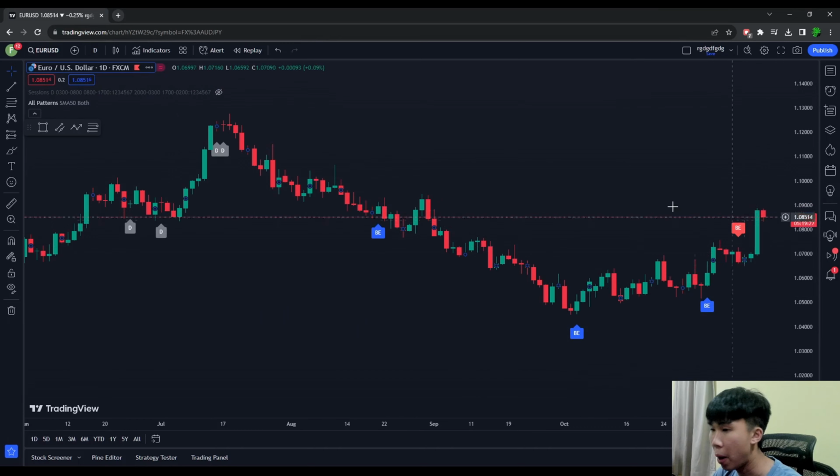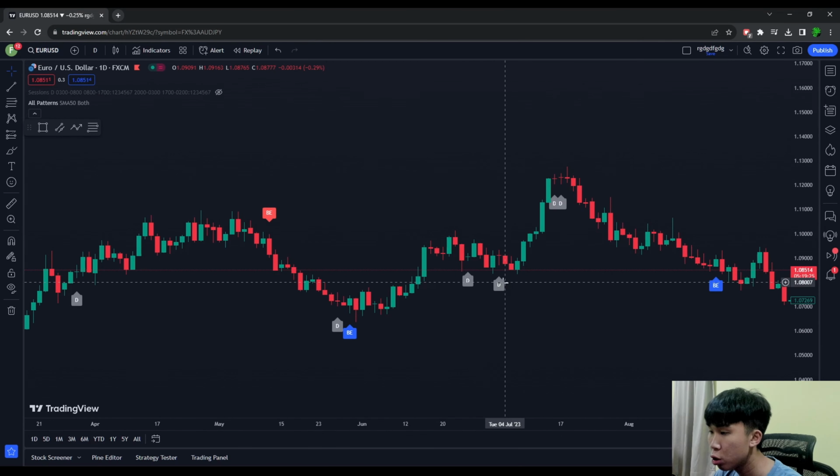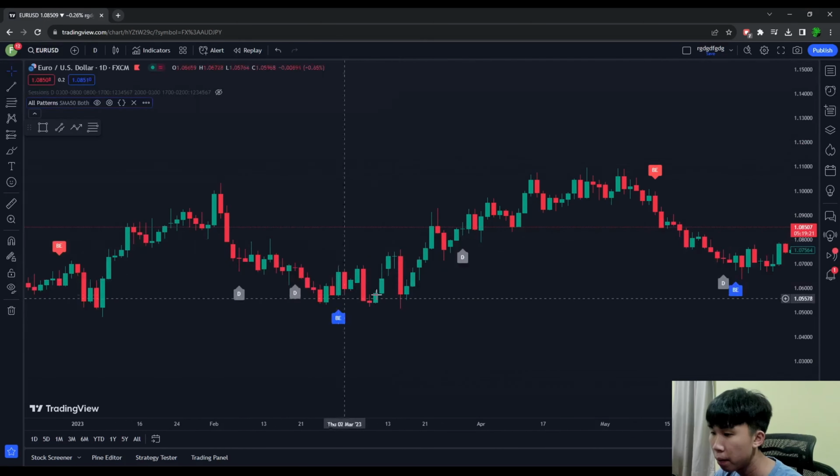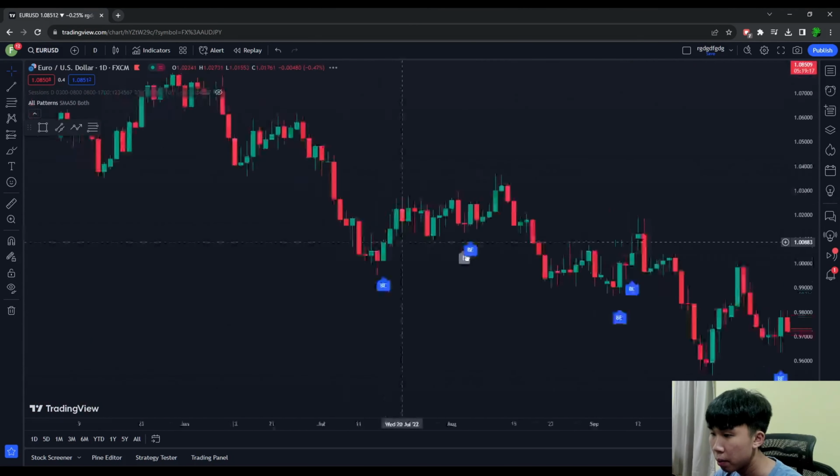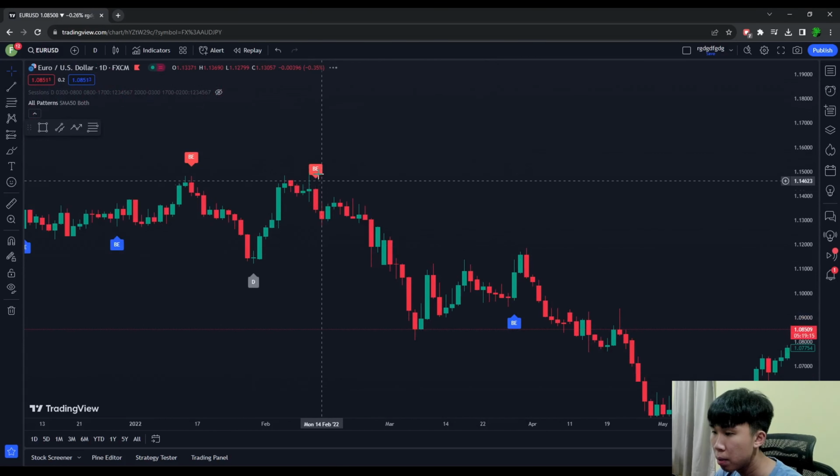So this is the bearish one. Then it helps you spot doji as well. Then we have the bearish engulfing here, and bearish engulfing here, and bearish engulfing here.